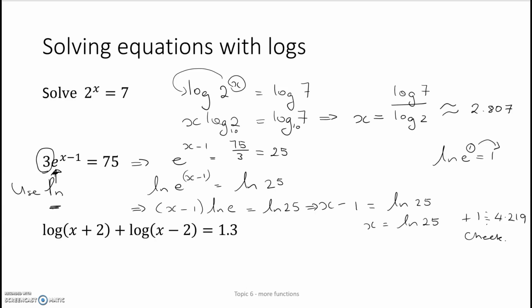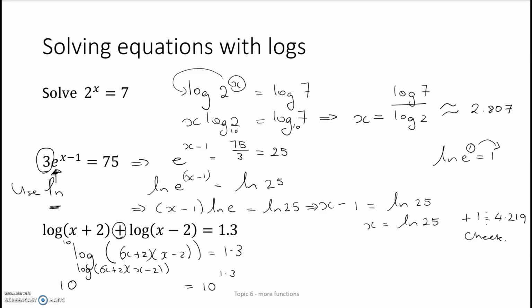The last example here is slightly different, and it's quite difficult, but it becomes a whole lot easier if you remember what you're doing. This implies multiplication. So it's log of x plus 2 times x minus 2 equals 1.3. Now, because there's no base specified, we can assume that it's a 10. So we can take 10 to the power of all of that, because 10 kind of undoes, it doesn't cancel, but it kind of undoes that.